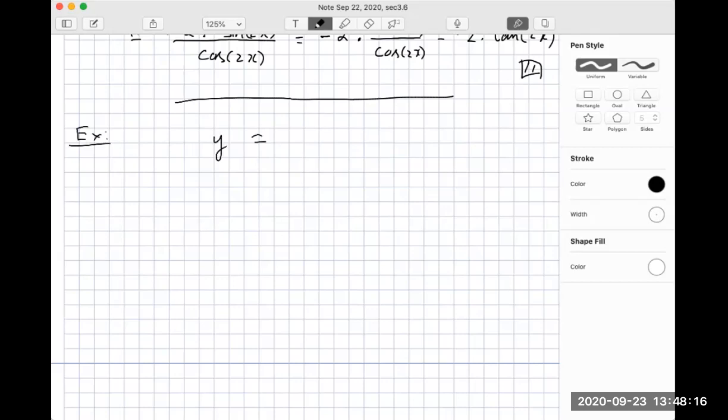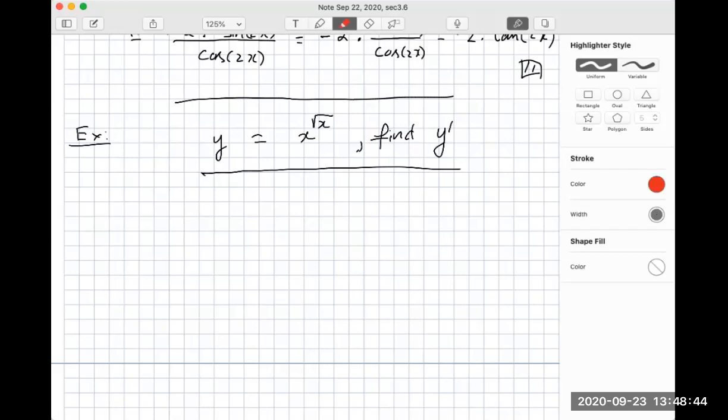y is x to the square root of x. Do we have any formula for this? We know the power rule, but in that case, the power would be a number. But in this case, the power is a variable. We haven't studied it yet.